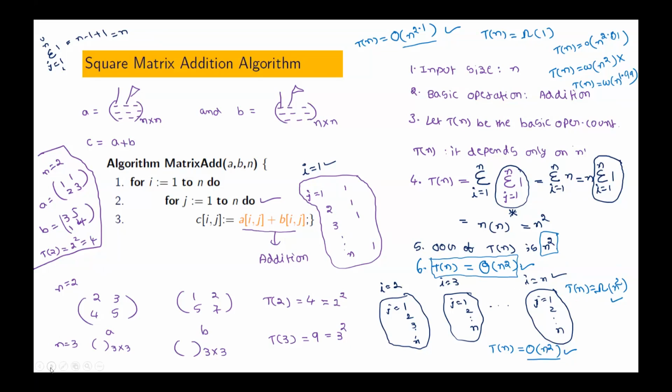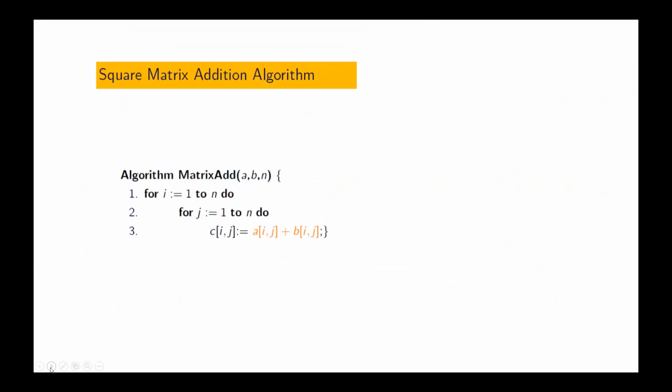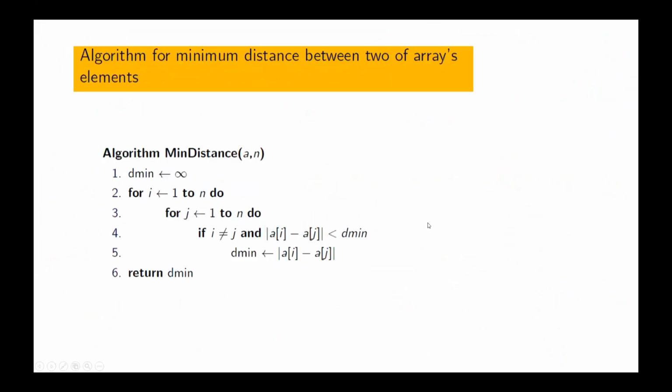Shall we go to the next? Now what happens in this algorithm? Without even knowing this, please tell me what the input size is here. N, the number of elements. What does this algorithm do? It gives the minimum element in an array. No, sorry, the minimum difference.